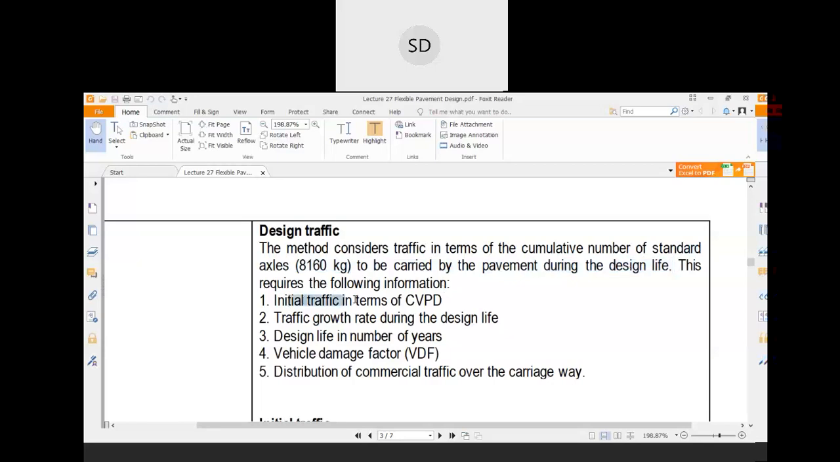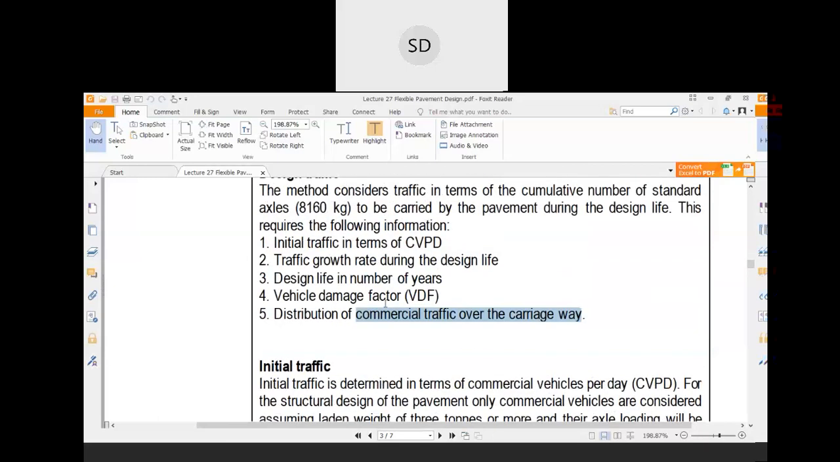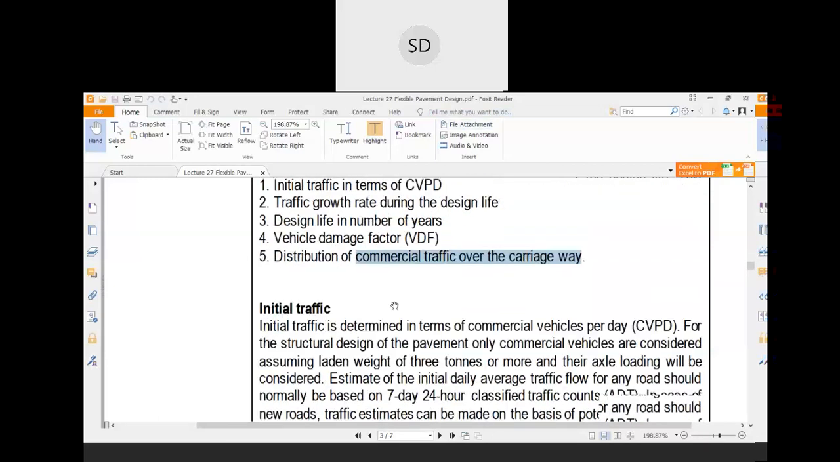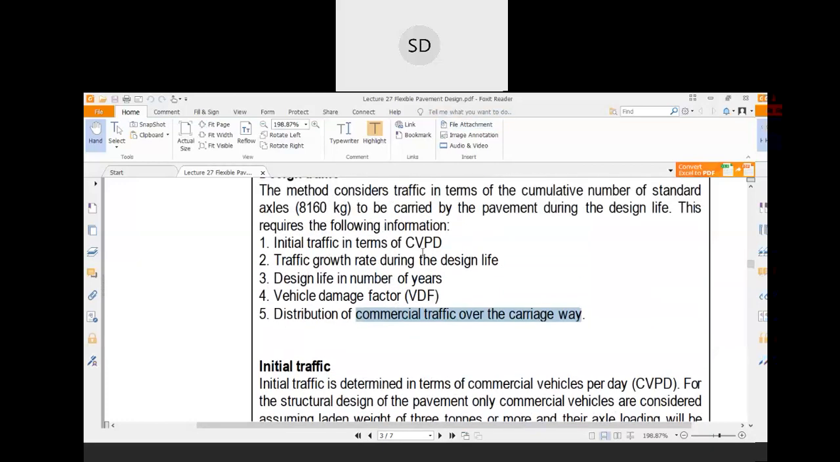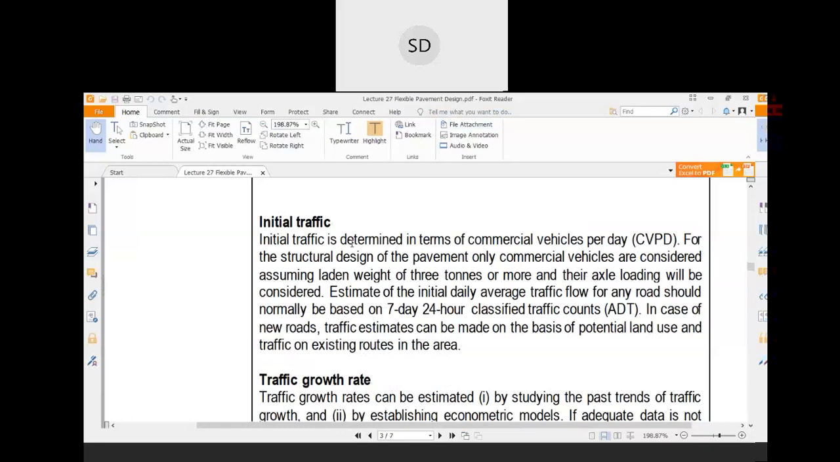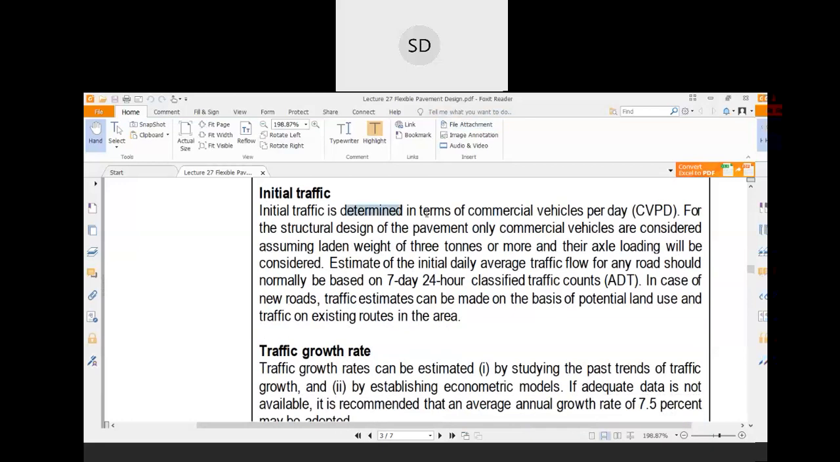Now, this requires the following information: initial traffic, the traffic growth rate during the design life in number of years, vehicle damage factor, and distribution of commercial traffic over the carriageway. So these are the information you need for the design of the flexible pavement. Now let us discuss all these things. CVPD is commercial vehicles per day. Initial traffic is determined in terms of commercial vehicles per day. What is the total number of commercial vehicles per day?